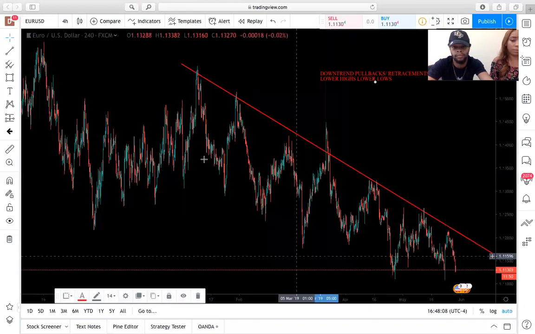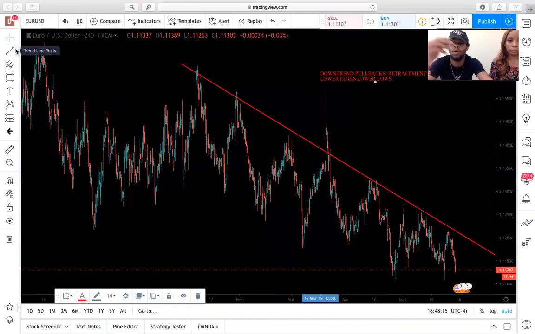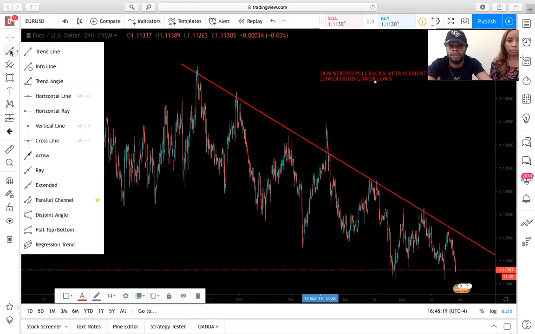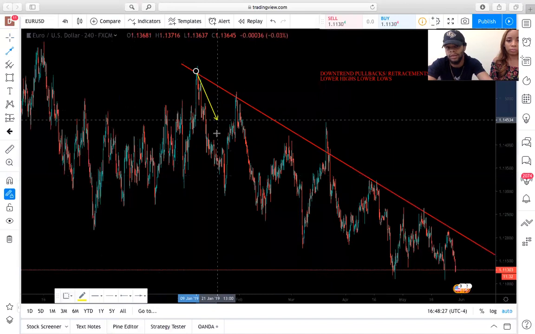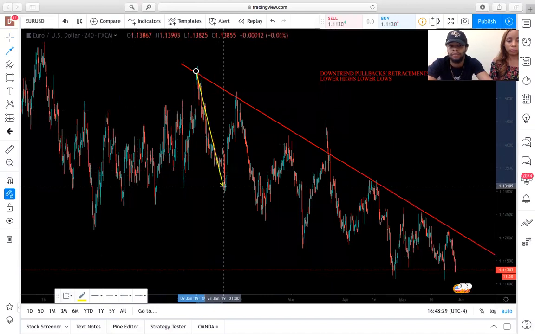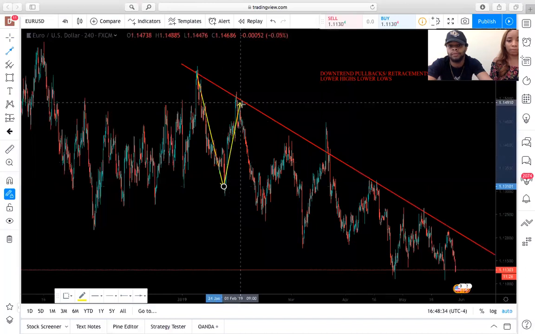Honestly, until I get used to seeing pullbacks and knowing that it's in a pullback, I would come over here to the second tool and grab an arrow. I'm just going to start from my downtrend. I want to recognize it. Market moves down, an impulse move. Pullback, and it pulls back to the trend line.